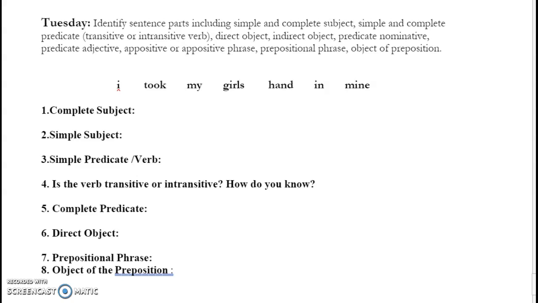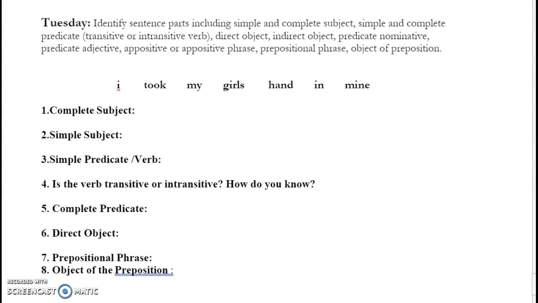Next, you need to figure out our direct objects. Direct objects can only happen if you have an action verb in your sentence. If you do not have an action verb, you can write none. However, if you do have an action verb, you need to figure out what our direct objects are. And you ask the question, what or for whom?